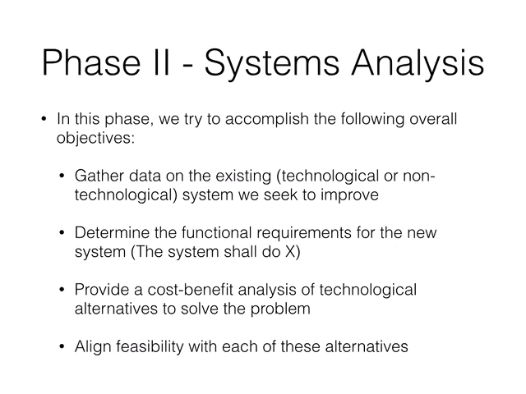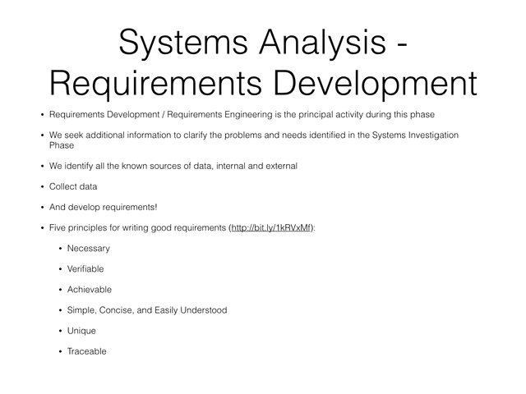You actually declare what those are going to be, such as, I kind of put this example there, the system shall do X. You also provide a cost-benefit analysis of technological alternatives to solve the problem. And then you align your feasibility analysis with each of these alternatives because some may be more feasible than others. Okay, so let's move on to the next slide here, where we talk about the components of systems analysis.